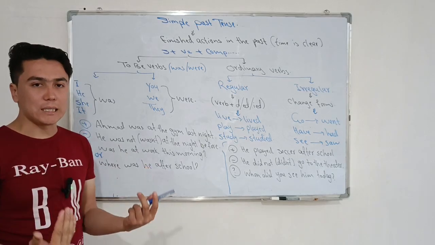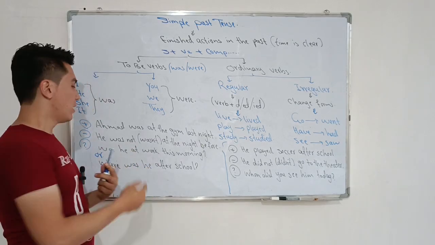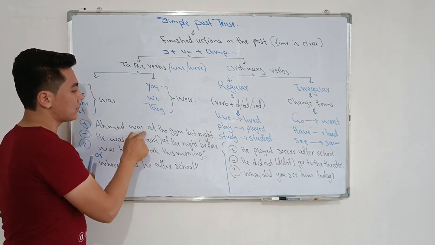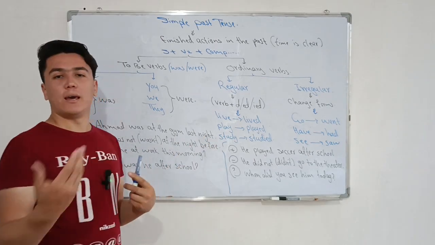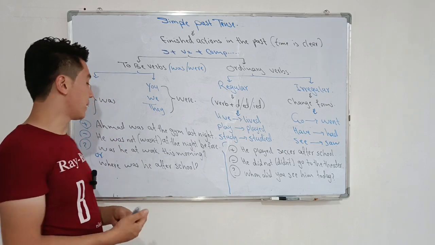We can say that Ahmad is, for example, at home right now. Ahmad is in the class right now. But in the past tense, we can change is to was and say that Ahmad was at the gym last night. The time is clear: it was last night that Ahmad was at home or at the gym. So the time is clear.